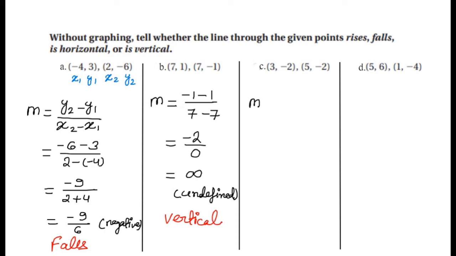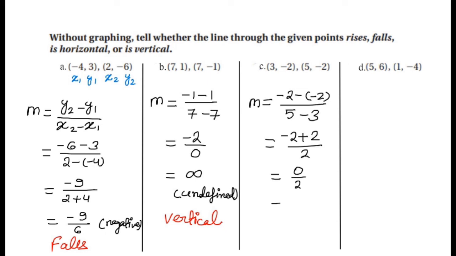Let's now talk about the value of the slope of the third line. In this, we substitute the values again, negative 2 minus negative 2 over 5 minus 3. That becomes negative 2 plus 2 over 2. The numerator is 0 now, so it makes the slope 0. This time we've put a 0 here. So when the slope of a line is 0, the line is horizontal.